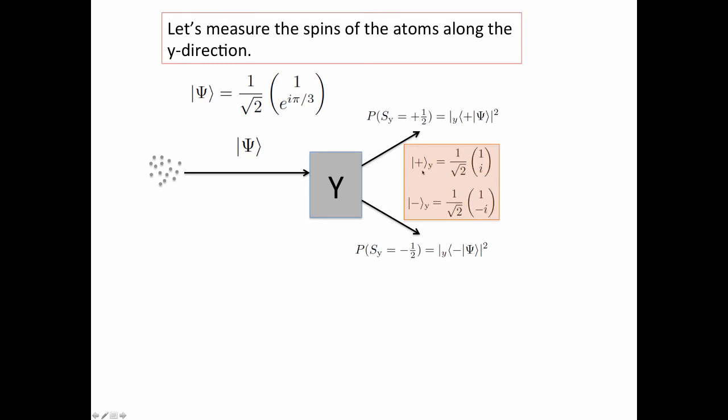So the plus ket in the y direction is equal to 1 over root 2 times the column vector (1, i), and the down ket in the y direction is equal to 1 over root 2 times the column vector (1, minus i).